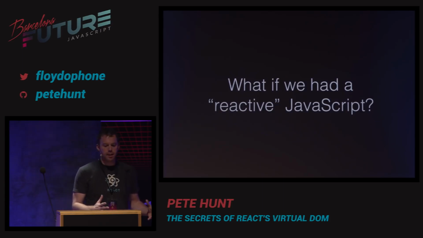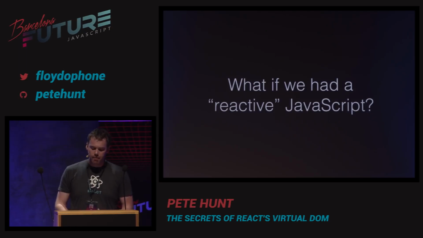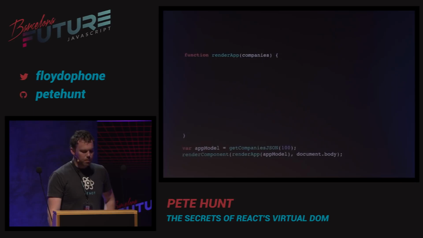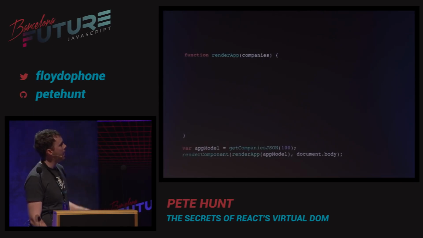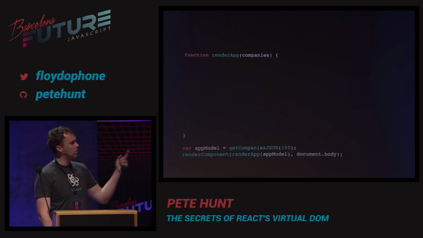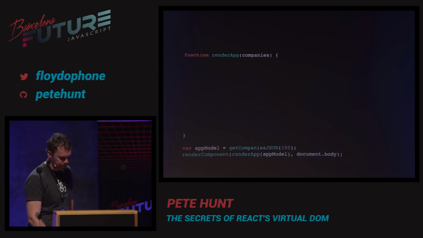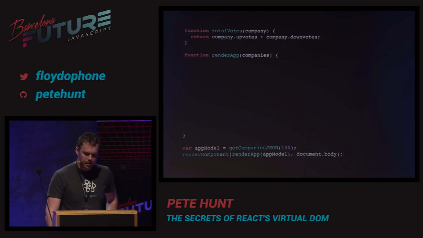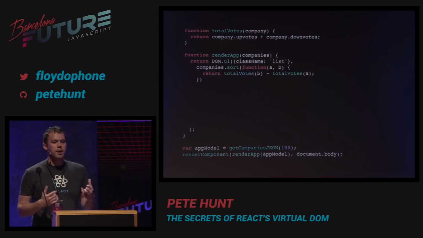So imagine for a second that we had a reactive JavaScript built into the browser today, and we wanted to build this example. It would probably look something like this. We'd have a little bit of boilerplate code to fetch the JSON, and we'd tell it which DOM node to render into. We'd create a function to compute the total number of votes, and then we'd start creating DOM nodes.